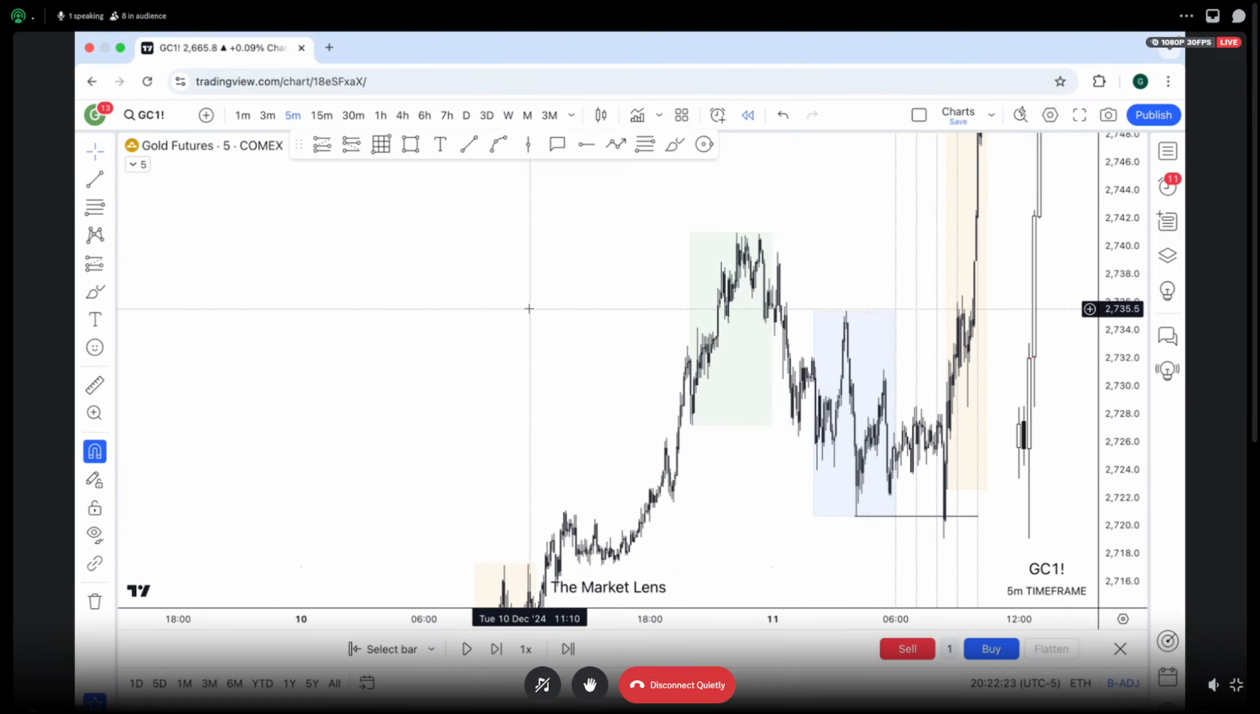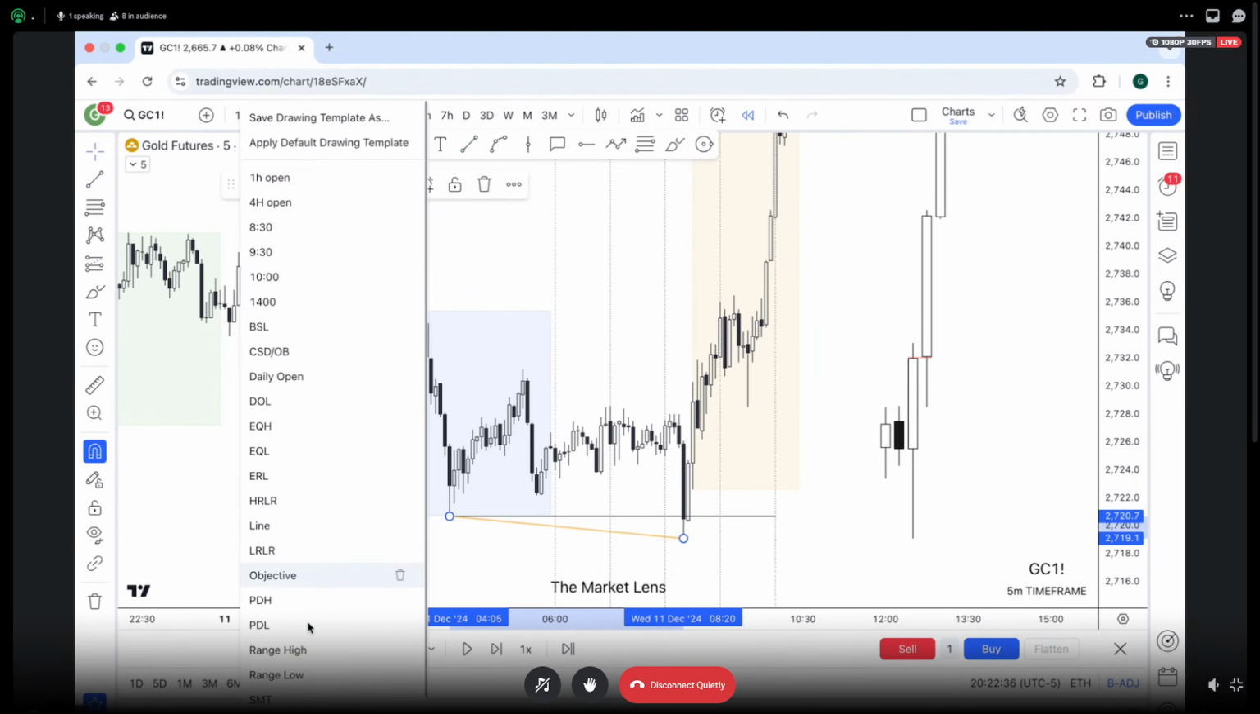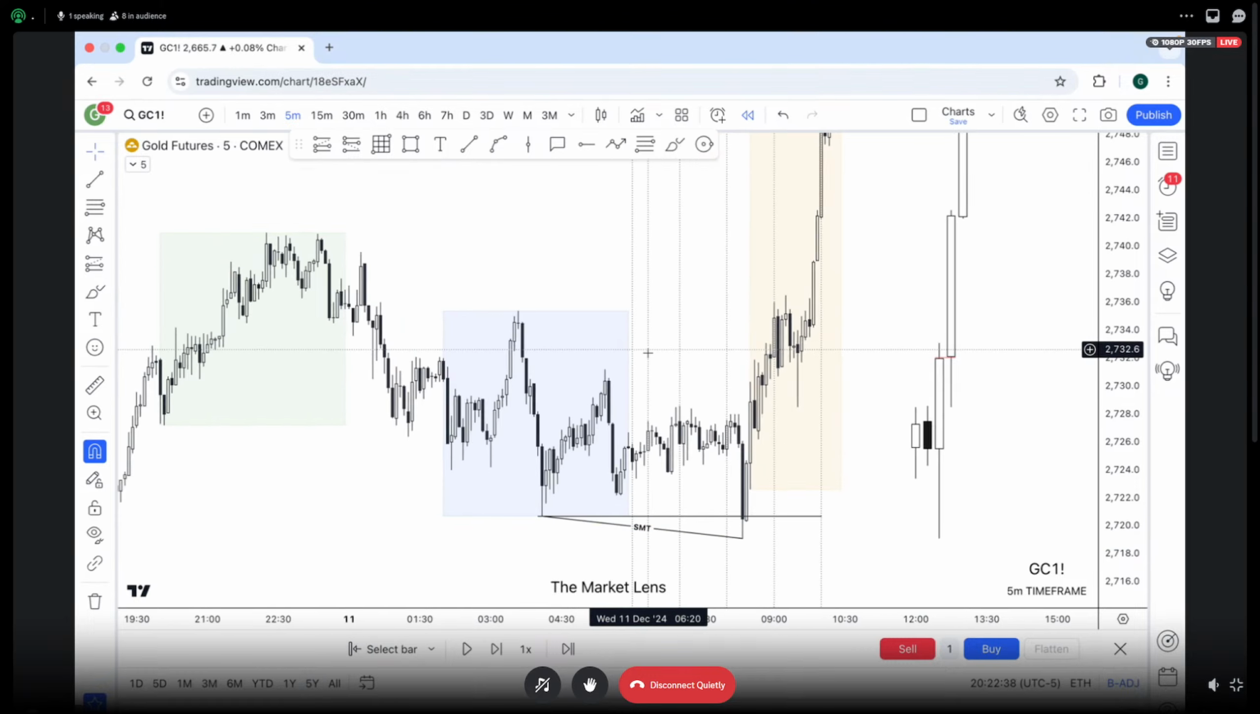And the draw on liquidity is super clear, right? So it's just a consolidation, then manipulation. Once price manipulates and is validated, right? Also keep in mind that there's SMT right here as well. So it's a really good trade.